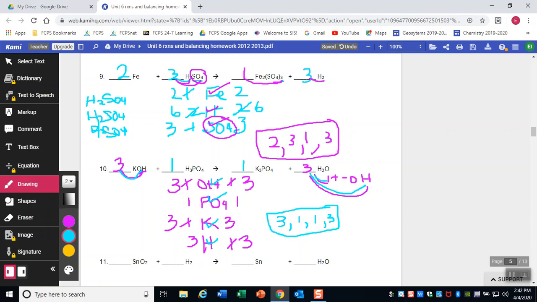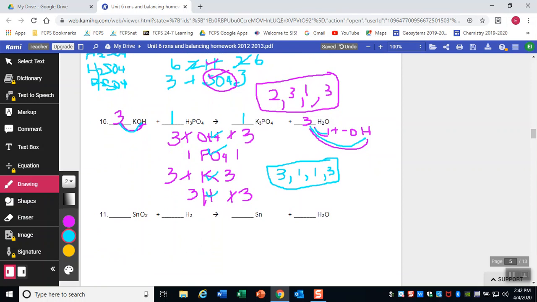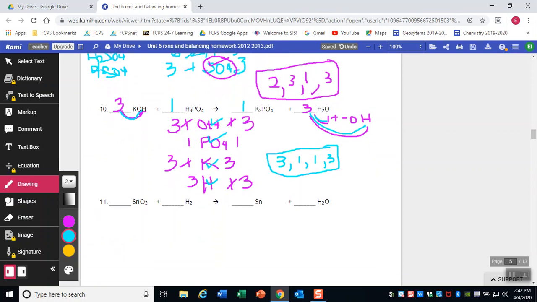It's kind of like when you were learning how to factor. All right, so very good. That's it. Try the rest on your own, and we'll make a key for you to check. All right, but see how you do on your own. Good luck.